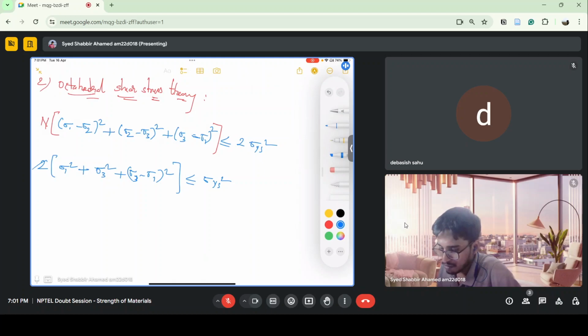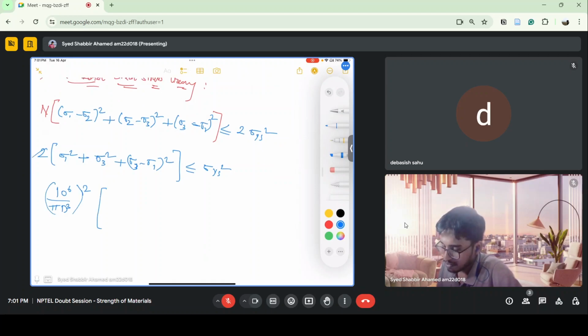So what I'll do is I'll remove all the square terms. I'll get 1 by pi d cube into 10 to the power of 6 whole square. I'll remove. I'll have 36 square plus 324 square.